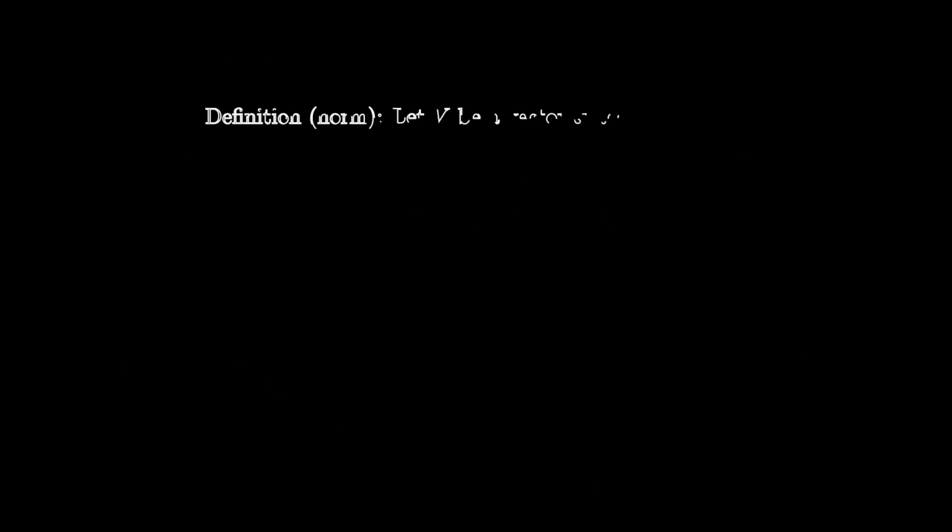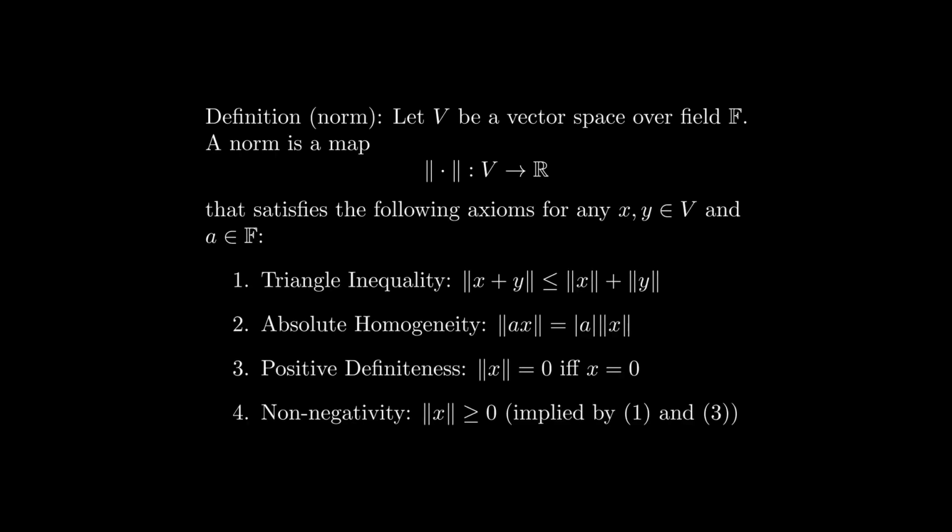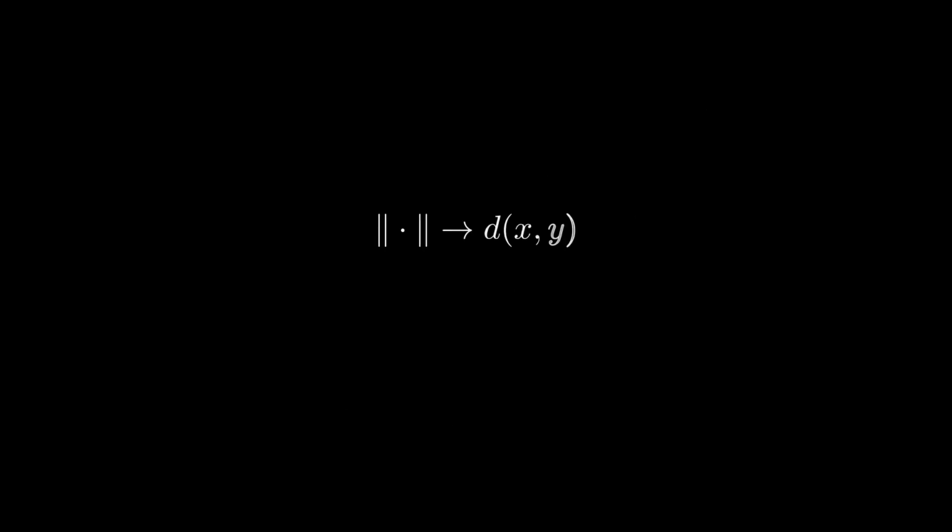Formally, a norm is a map from elements of a vector space to the real numbers that obeys the following properties. Namely, it obeys subadditivity, meaning that it observes the triangle inequality, absolute homogeneity, meaning that we can bring out scalars outside the norm with their absolute value, definiteness, where the norm is only zero if and only if the input is a zero vector, and non-negativity. Note here that non-negativity is actually a redundant condition since it's automatically implied by properties 1 and 3, but I digress. From these norms, we can derive a distance function.